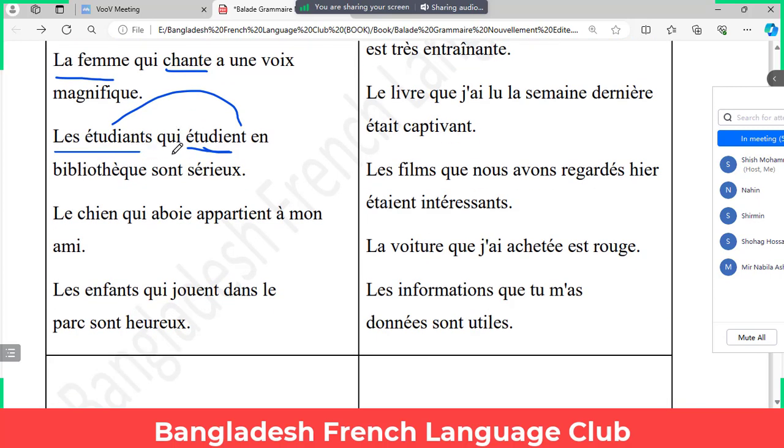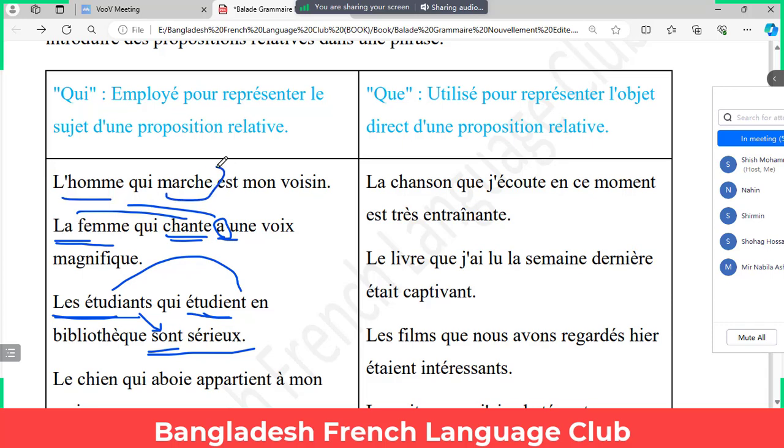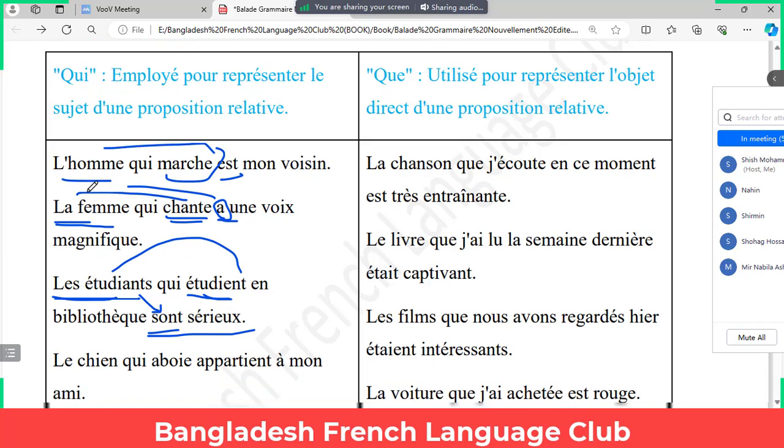So les étudiants qui étudient en bibliothèque sont sérieux means the students who are studying in the library are serious, right? Sont sérieux. So here another verb, this one is also following the subject. Sont is here, as the subject is third person plural, right? That is why sont. Here you see la femme a, two verbs here, chante and a. Both of them are following the subject. Here l'homme, marche and a, both of them are following l'homme.